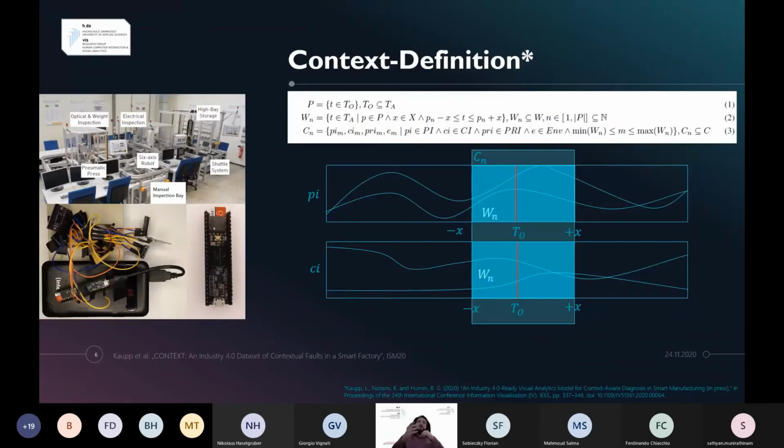We already defined our context in a previous publication. A context is a window around an outlying timestamp plus minus x. Plus minus x can be set by a domain expert, and the window is overall available information sources. Here, process information and CPS information in this case. This allows us to automatically detect and extract the context and use it to our advantage in future.